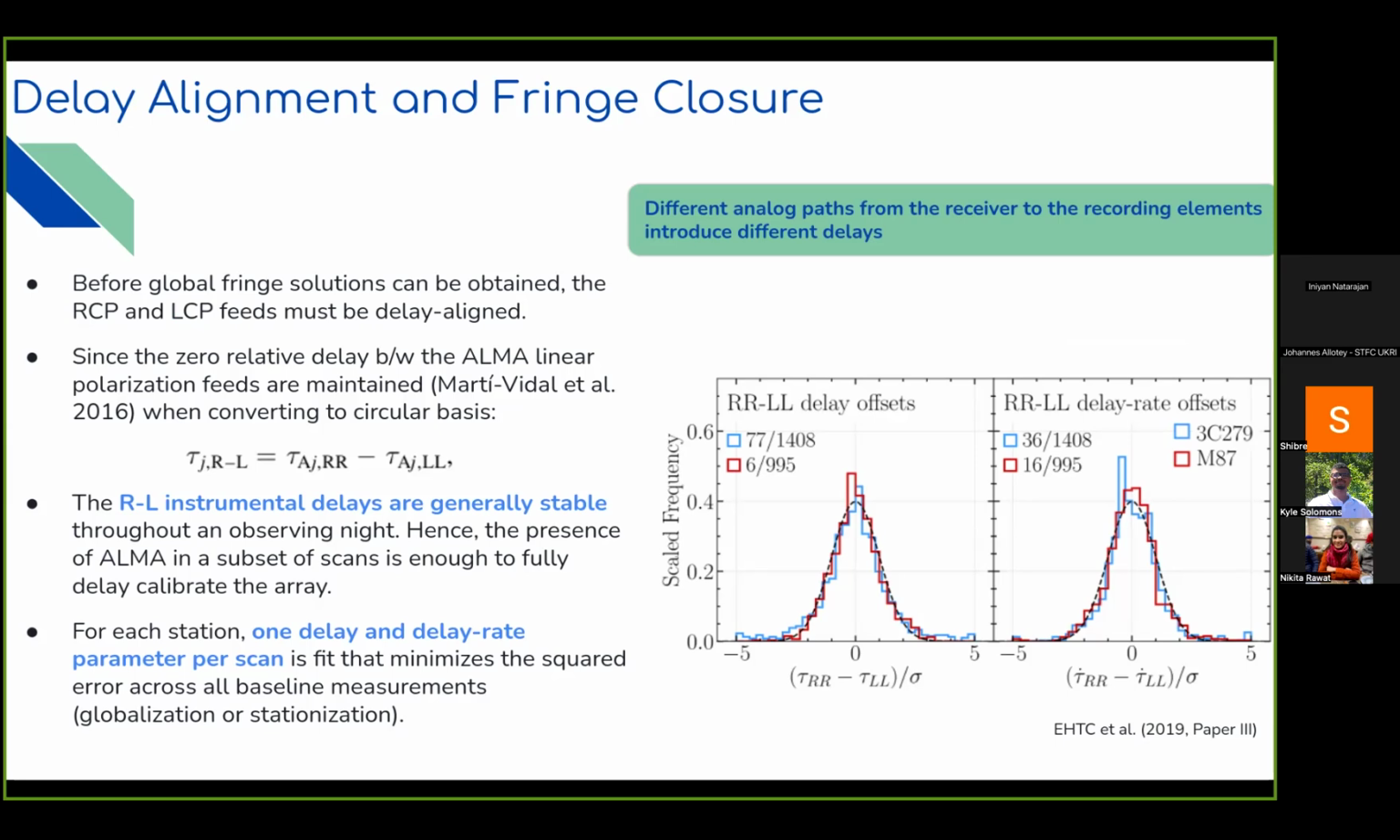So on the right, you see a sample plot after this alignment for all the different stations. These are for 2 different sources, the blue and red curves. You can see a nice histogram around 0. So the delays and delay rates have been aligned between the 2 polarization feeds. And so after this, you can stationize the gains, and now you have a delay, a phase, and a delay rate parameter per station, which allows you to reach down to signals at a much lower SNR.